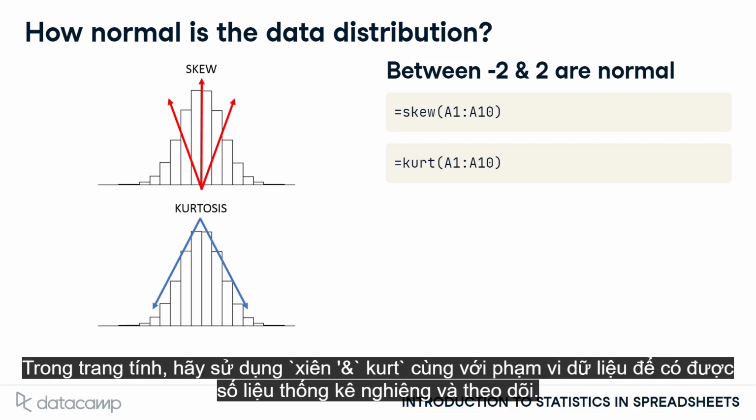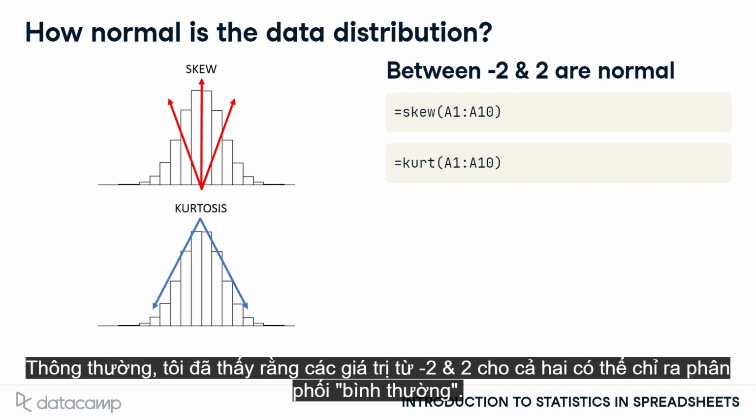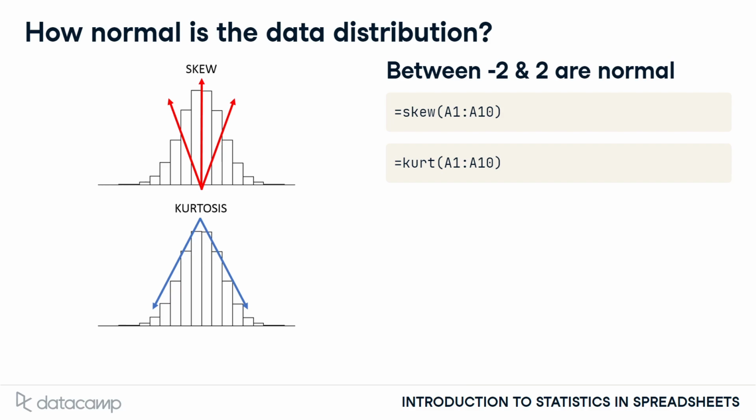In Sheets, use SKEW and KURT along with the data range to get leaning and trailing off statistics. There are many opinions on acceptable values for skew and kurtosis to describe a normal distribution. Typically, I've seen that values between -2 and 2 for both can indicate a normal distribution.